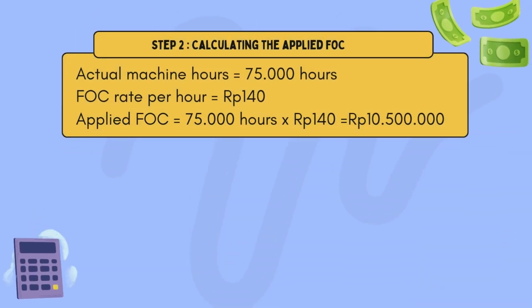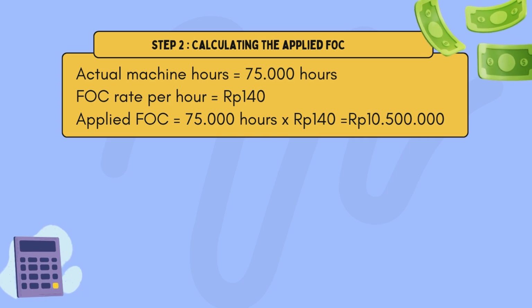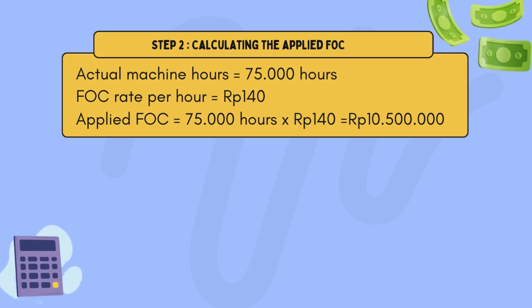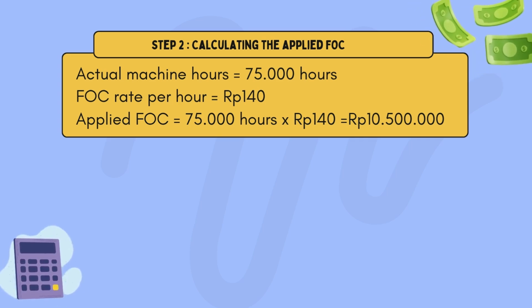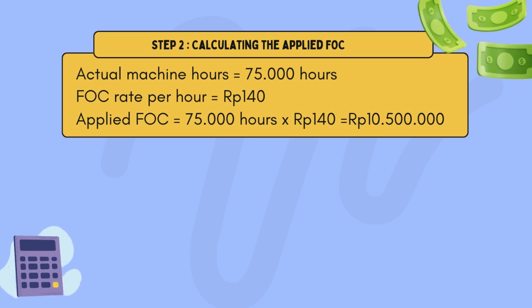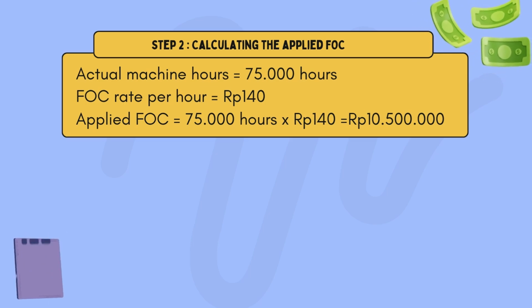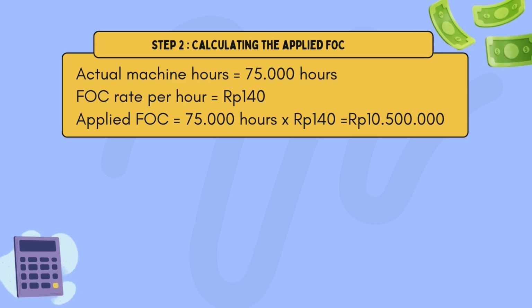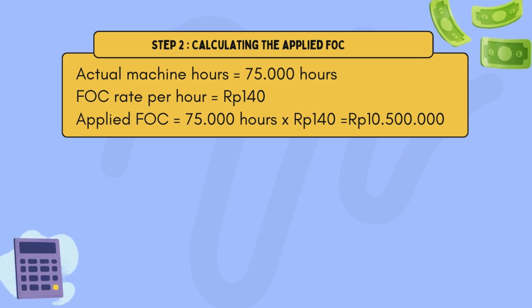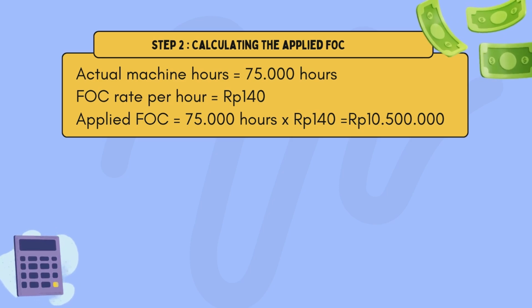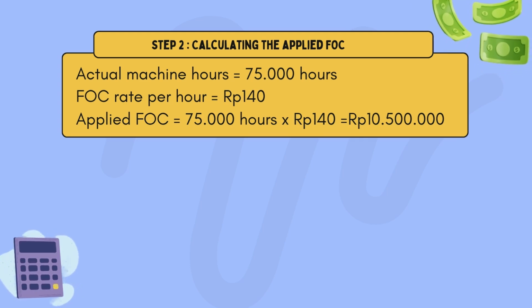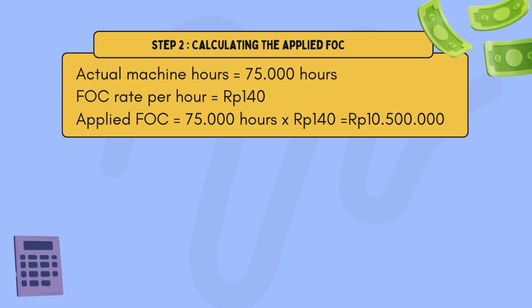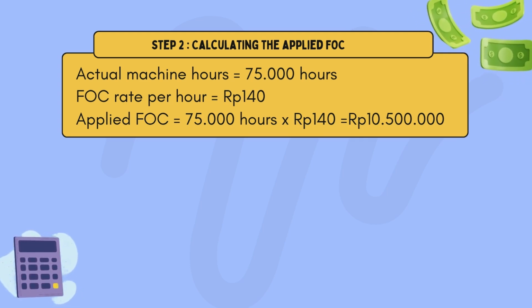Step 2. Calculating applied FOC. First, we calculate the applied FOC based on the actual machine hours used. In this case, the total machine hours are 75,000 hours, and the FOC rate is 140 Indonesian rupiah per hour. So, the applied FOC is 75,000 multiplied by 140 Indonesian rupiah, which equals 10,500,000 Indonesian rupiah.